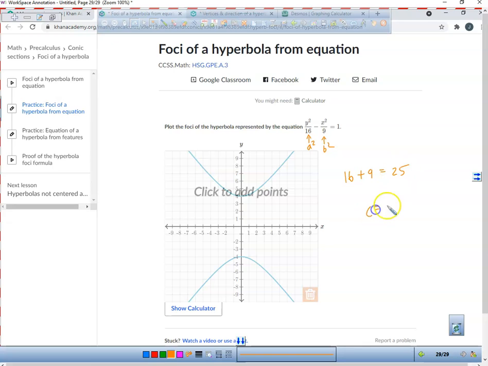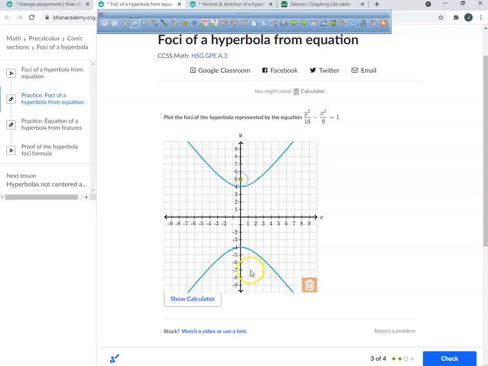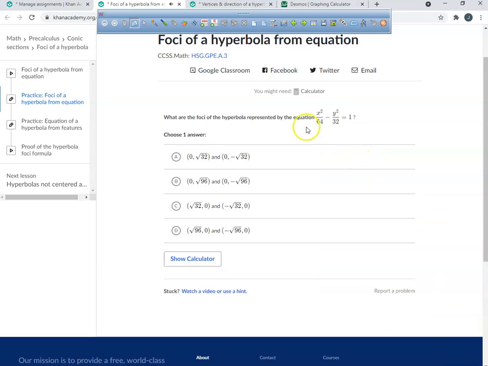Equals 25, c equals plus or minus 5. So what am I going to do with this? I'm going to go up 1, 2, 3, 4, 5 right there, and down 1, 2, 3, 4, 5. That's all you got to do. You're like, wow, these are some easy hundreds. Absolutely. All right. So good luck.